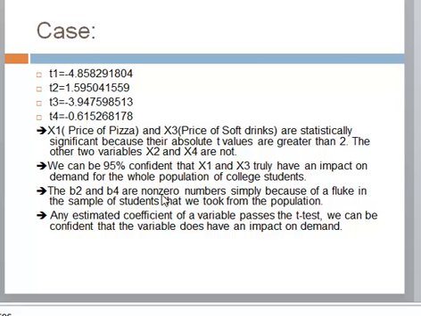B2 and B4 are non-zero in our regression summary output simply because of a fluke in the sample of students that we took from the population. It means the coefficients we get for B2 and B4 are only for those 30 colleges and cannot be used for the whole population. If the estimated coefficient of a variable passes the t-test, we can be confident that the variable does have impact on demand.